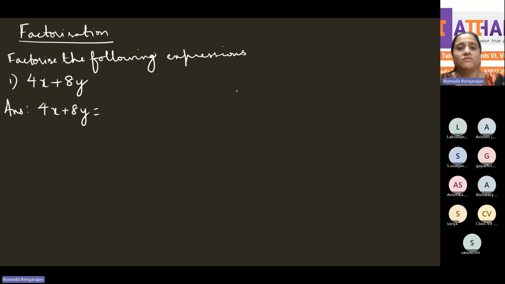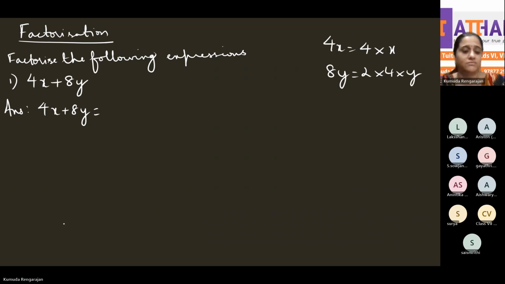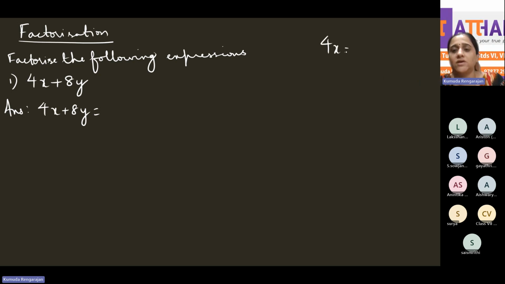What is common between 4x and 8y? What is 4x? 4 into x. Ma'am, there are multiples of 2. Yeah, what is 8y? 8y is 2 into 4 into y, right? Okay, 1 minute. So 4x can be written as 2 into 2 into x, and 8y can be written as 2 into 2 into 2 into y. So you can put this in your mind.